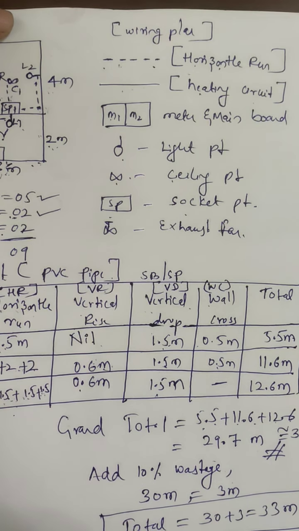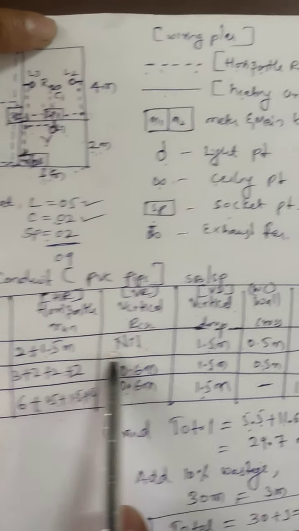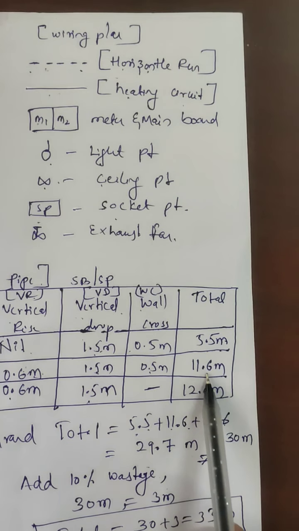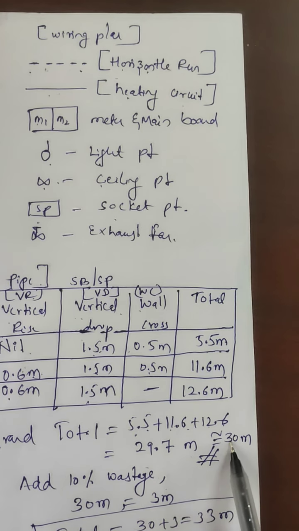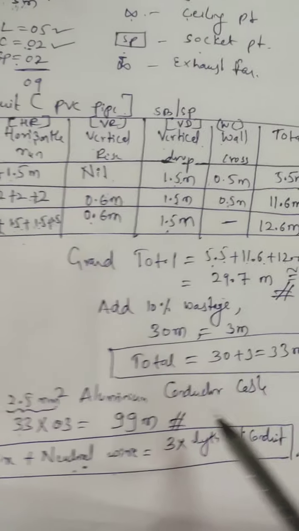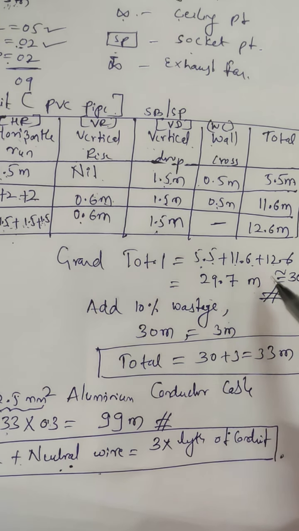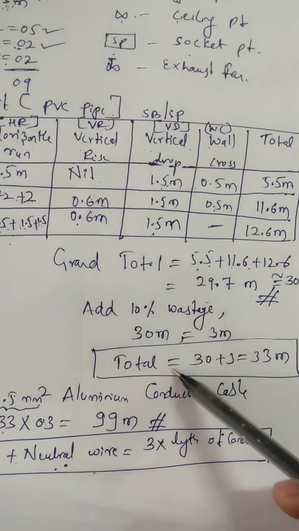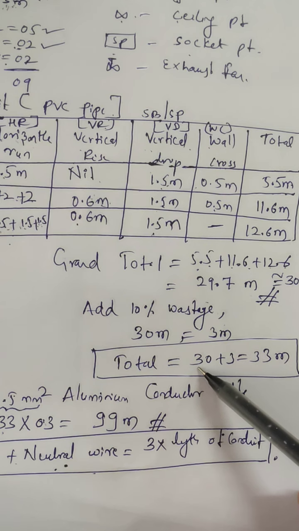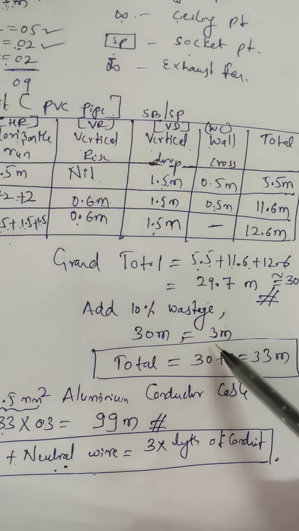In the veranda location, add all the things, you will get 5.5, second 11.6, third 12.6. So we got the answer 29.7 meter. Just round off, it is approximately 30 meter. Then add the 10% wastage to this value. So 30 meter means approximately 3 meter is the wastage. If you take 10%, then the total length of PVC conduit pipe is 30 plus 3 equals 33 meter including wastage.